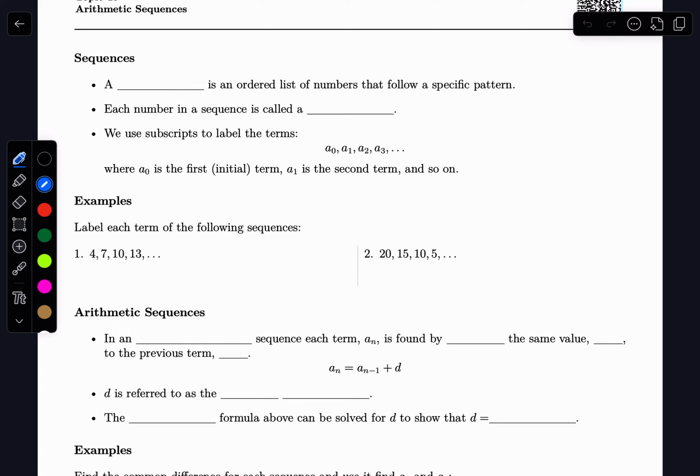So the most important takeaway from this lesson is going to be the idea of a common difference, which is eventually going to be called slope later in this class. So with that said, let's go ahead and get straight into it with what is a sequence.